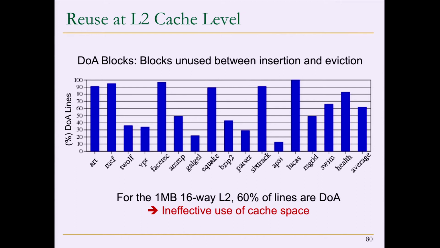Well, why? Why is this happening? On average, 60%, which is really high, actually. I've personally done many of these studies in different places and found that this is really high, even in the L1 cache. But this is L2, actually. So basically, you get ineffective use of cache space.